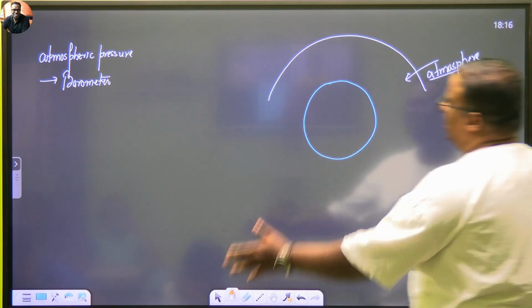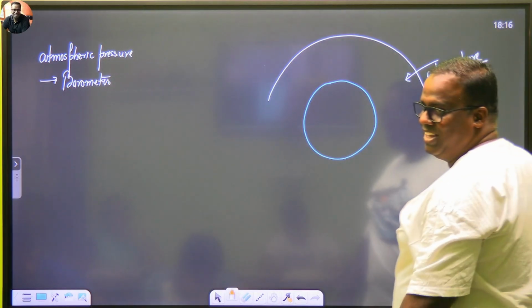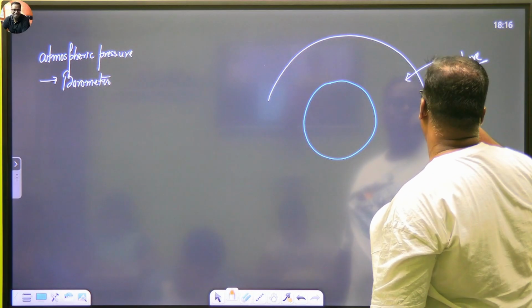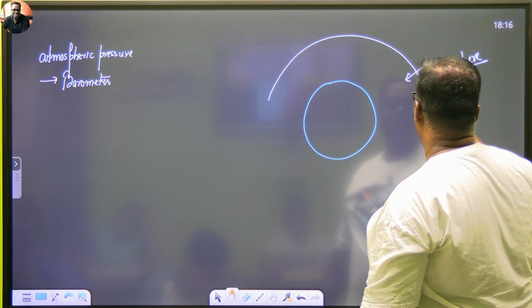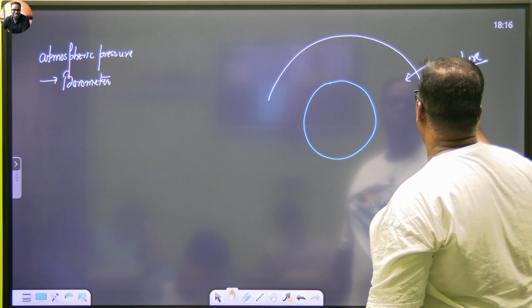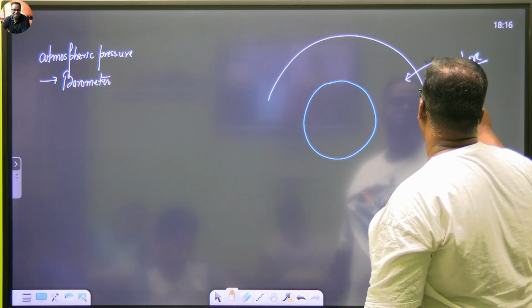So it's quite thin as compared to the space and all. Okay. So what does this atmosphere do? This atmosphere contains gases. And what all gases will it have? It will have a lot of nitrogen. Nitrogen is the maximum. Okay.